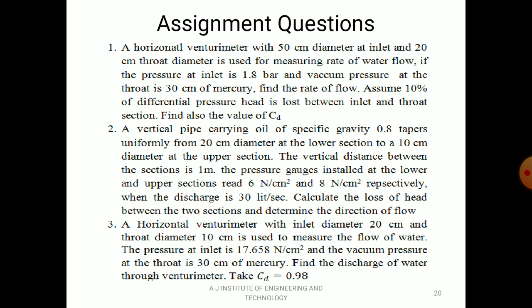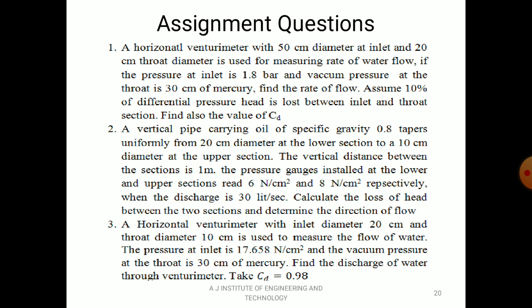Then you use Q equals A1 V1 equals A2 V2 to get the values of V1 and V2, because A1 and A2 values are known. Using that you can calculate V1, V2, then the total energy at section 1 and section 2, E1 and E2. If E1 is higher, the flow is taking place from lower section to upper section. If E2 is higher, the flow is taking place from upper section to lower section. E1 minus E2 or E2 minus E1 gives the loss of head. So this is the second problem.